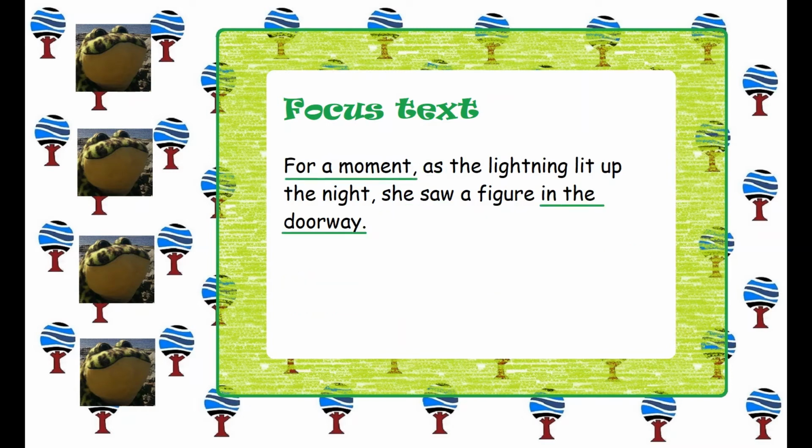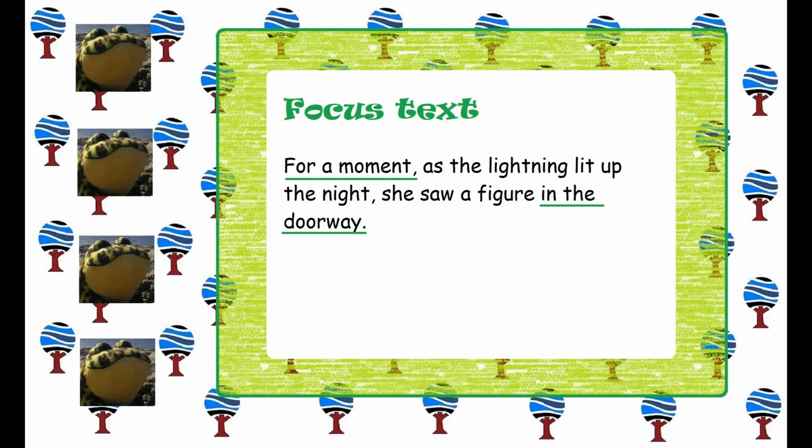Okay, let's have a little bit of a closer look at that first sentence. "For a moment, as the lightning lit up the night, she saw a figure in the doorway." I have underlined two parts of that sentence. I have done this because I want to help you to tell the difference between the different types of adverbial that we have in this sentence. The two that I have underlined at the moment are what we call adverbial phrases.